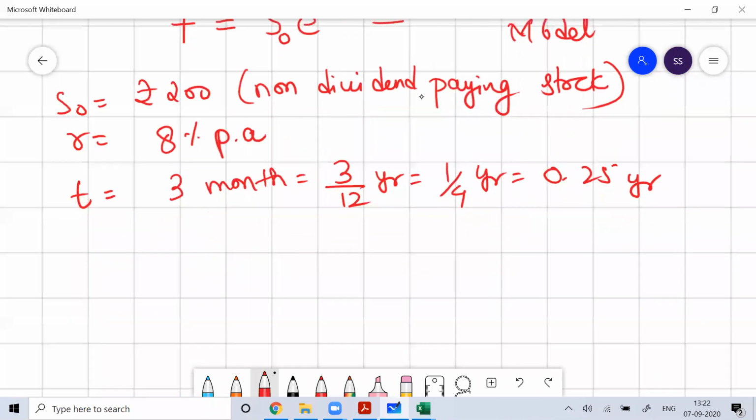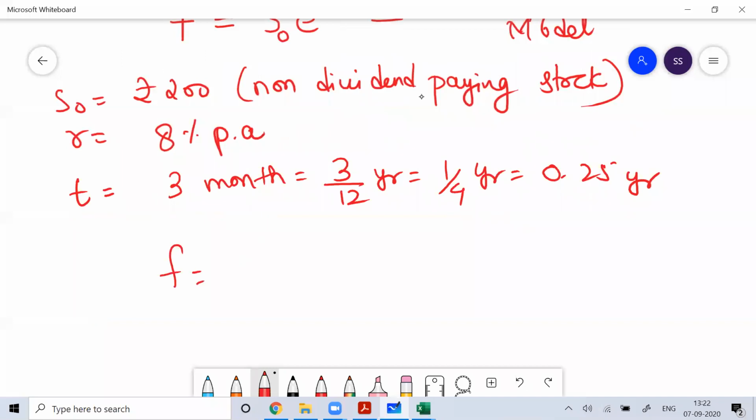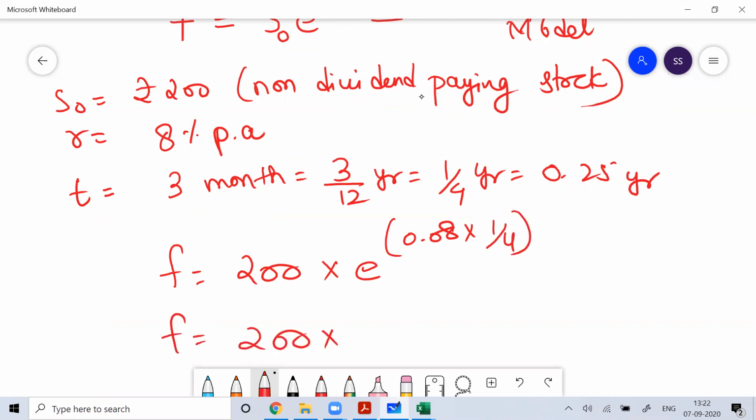So I can determine the future price. F is equal to 200 into e to the power r, where r is 0.08 into 1 by 4, or 0.25. So I can write F is equal to 200 into e to the power 0.02.